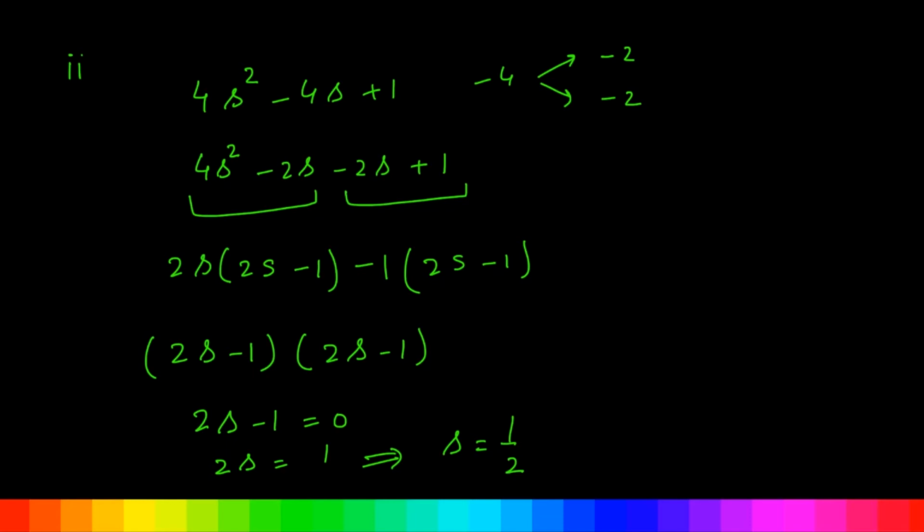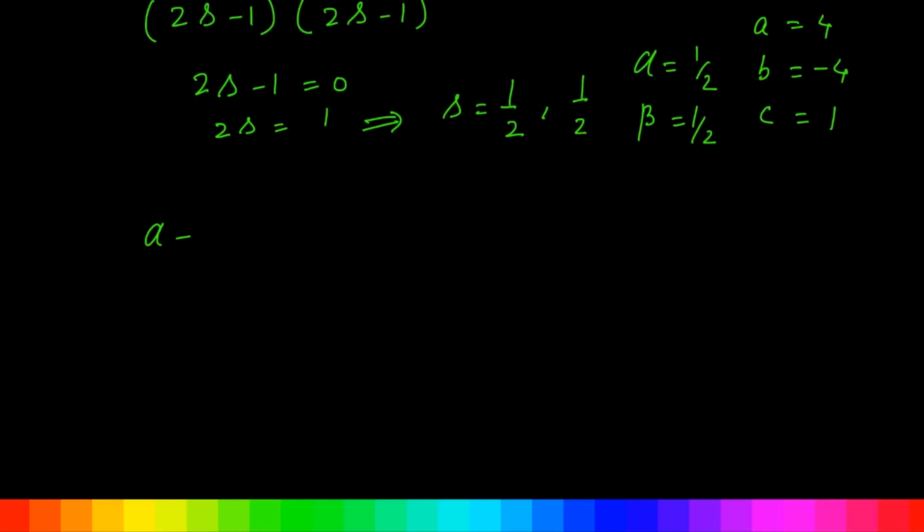upon 2. So the zero of the expression 4s squared minus 4s plus 1 is 1 by 2 and 1 by 2. So here alpha is equal to 1 by 2 and beta is also 1 by 2. In the expression, a being the coefficient of s squared is equal to 4, b being the coefficient of s is minus 4, and constant term c is equal to 1.